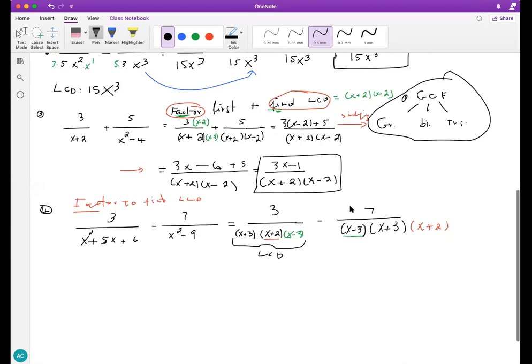So it looks like we're missing something. We need to do something else here and here too. What is it? It looks like we need to do something else, especially here. What is missing? The x take away 3.